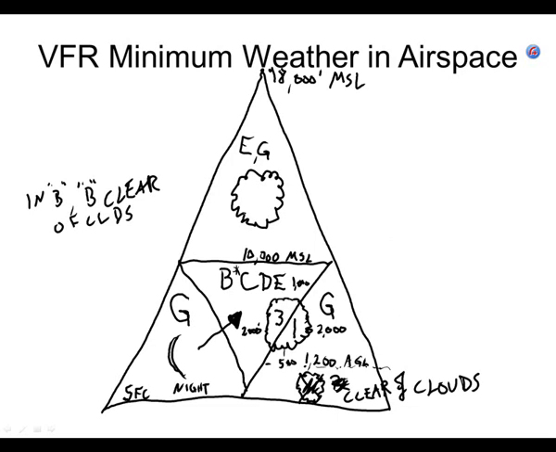Let's see. Brandon, what's the visibility required if you're above 10,000 feet and you're in Echo or Golf airspace? 5 miles visibility. And Mauricio, do you know what the cloud clearances are? How far away from the clouds you have to be if you're VFR and you're above 10,000 feet?